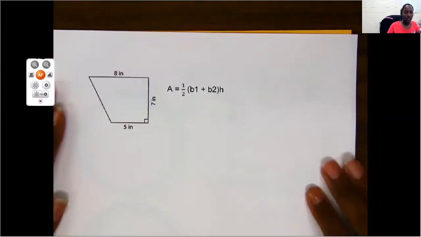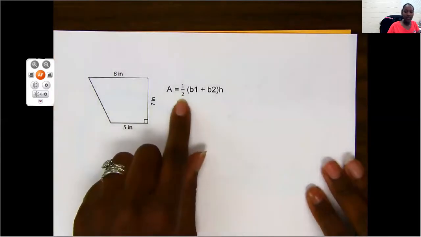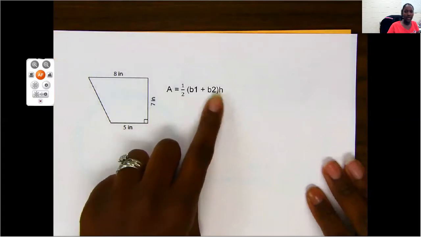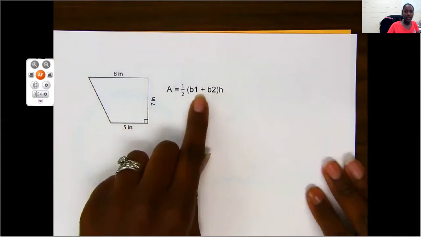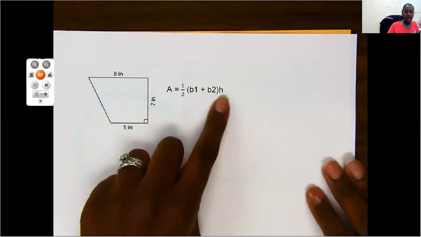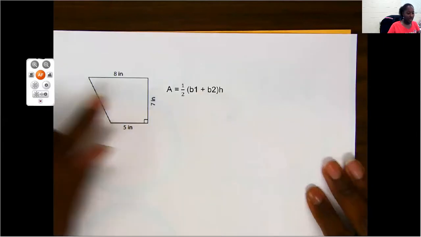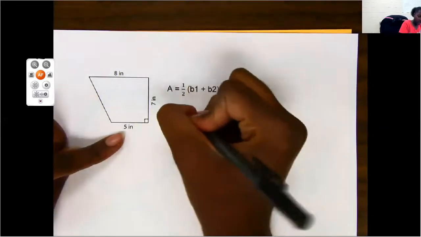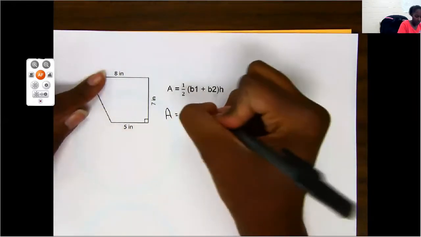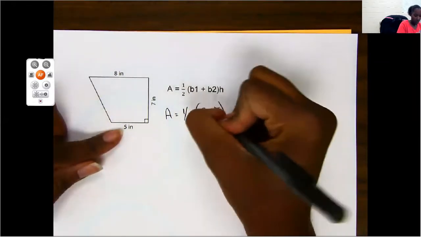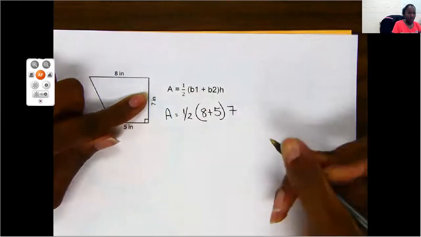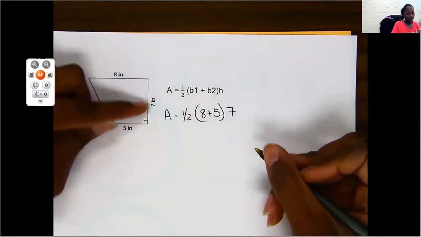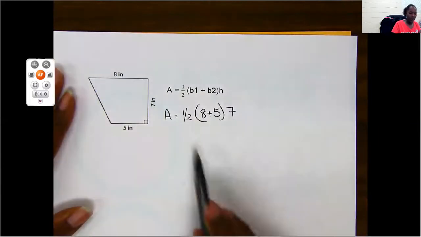Trapezoid. So the formula for a trapezoid, area equals half of base 1 plus base 2 times the height, okay? Again, we need to use the order of operations. I need to do the parentheses first, then multiply, then divide by 2. I do have all 3 of my numbers, so I'm going to go ahead and fill them in. Area equals half, base 1, base 2, and then times my height. Remember, base 1 is usually on top, base 2 is usually on the bottom, your height is usually along the side.